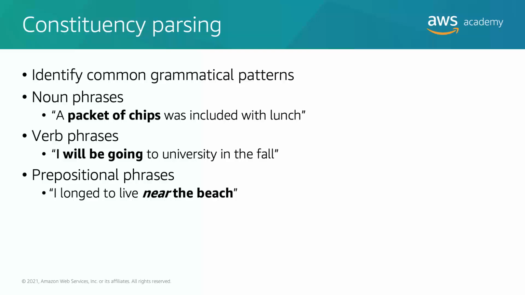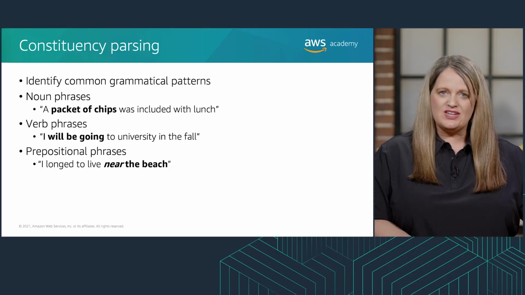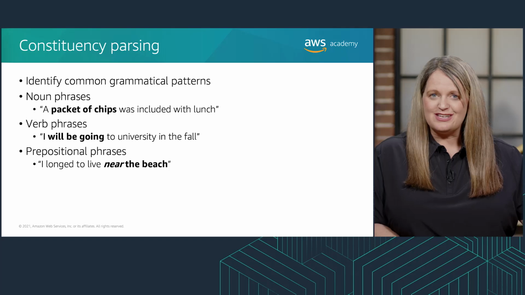Now, the first constituency is the noun phrase, which is a phrase built around a single noun. Some examples of this are, "A packet of chips was included with lunch," or "That music video is an international phenomenon." The second constituency is the verb phrase, which is a verbal part of a clause. Here's an example. "She had been living in Hong Kong." The third and final constituency is the prepositional phrase, which is a phrase where the preposition always comes at the beginning. An example is, "I long to live near the beach."